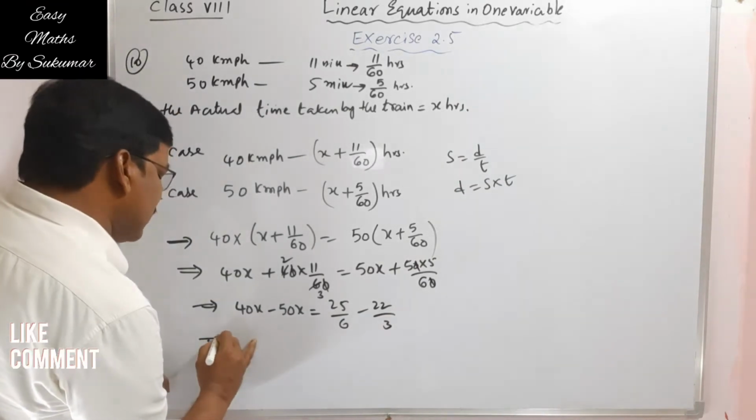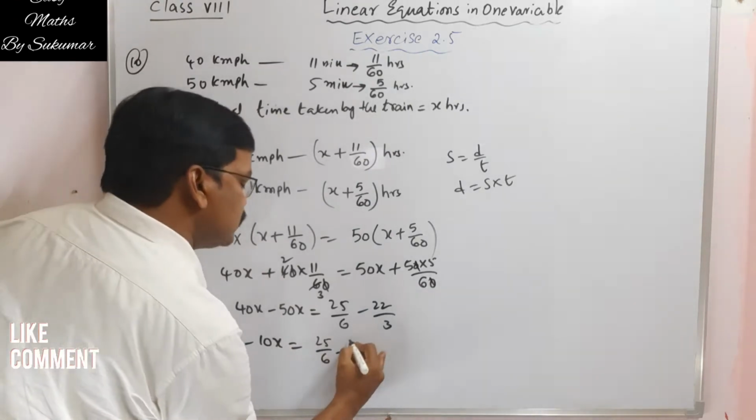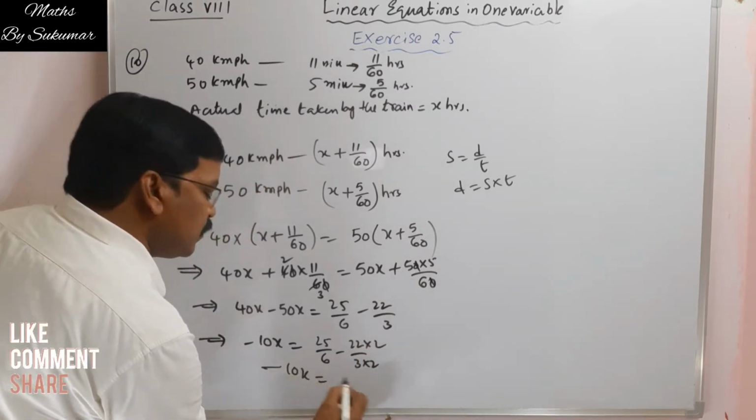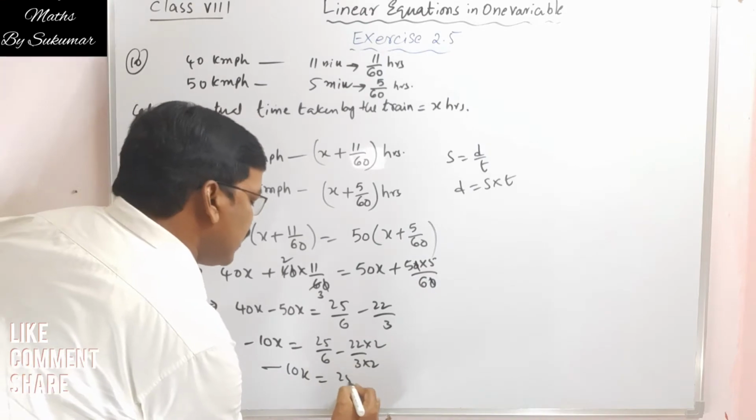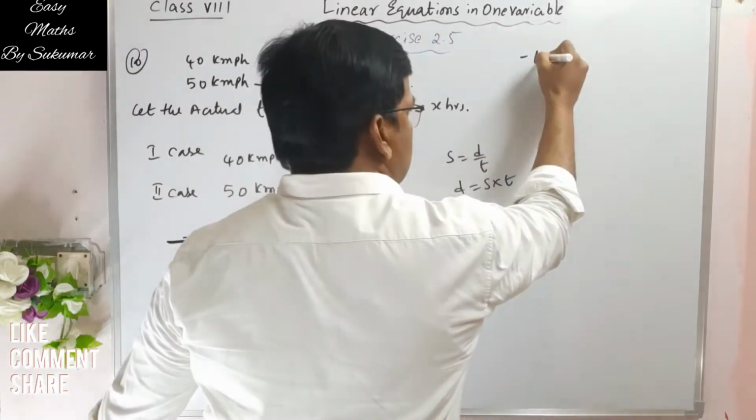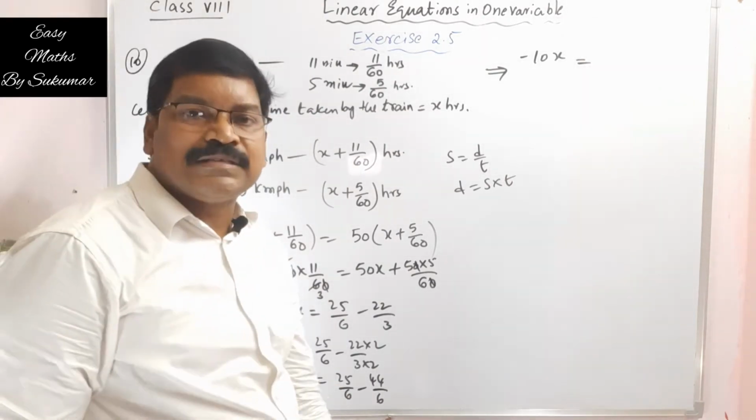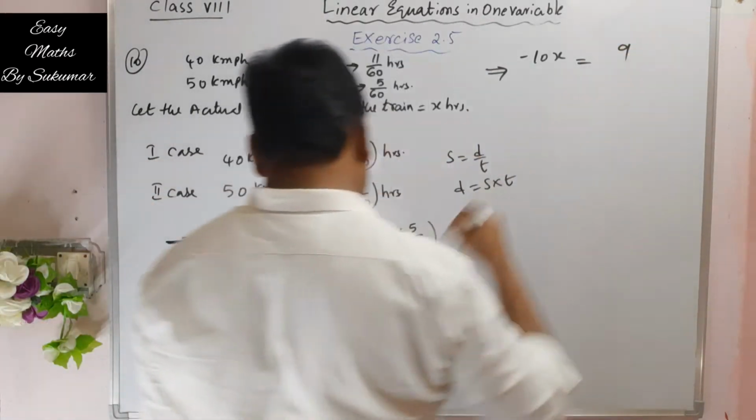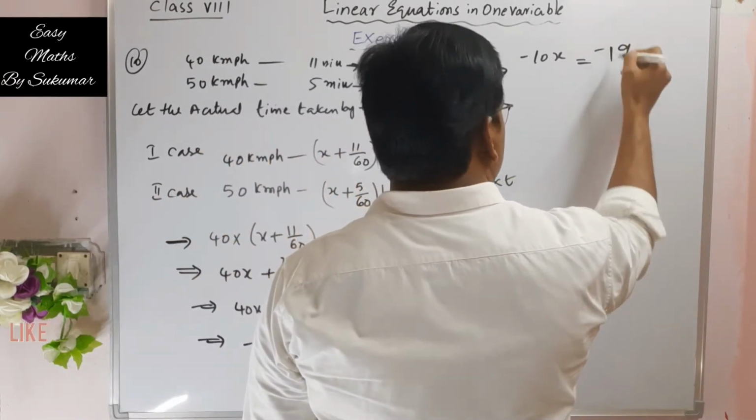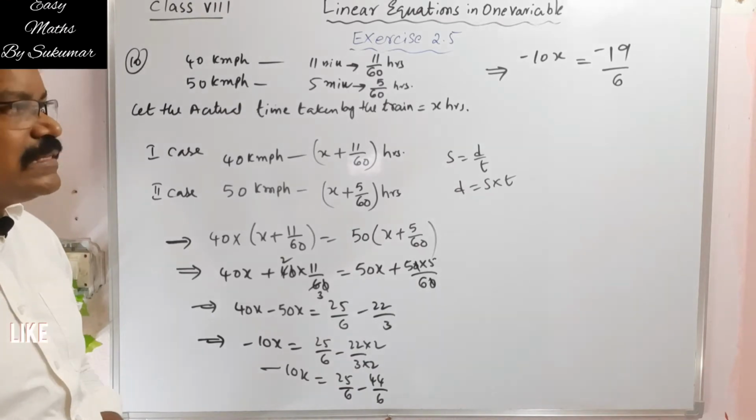So, my dear students, here 40x minus 50x is minus 10x. It is equal to 25 by 6 minus 22 by 3 into 2. So this is minus 10x is equal to 25 by 6 minus 44 by 6. Okay. So I will write here minus 10x is equal to 44 minus 25. 14 minus 5 is 9 and 3 minus 2 is 1. That is minus 19 by 6. So minus 10x is equal to minus 19 by 6.